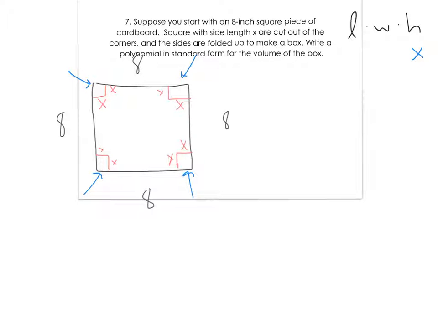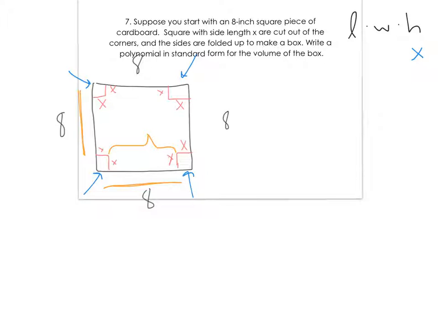So essentially, the sides are going to be the length and the width, except it's not going to be 8 because you're cutting out those corners that I have colored or drawn in red. Those are cut out. So what I need to figure out is this distance to this distance without those x's that are cut out.